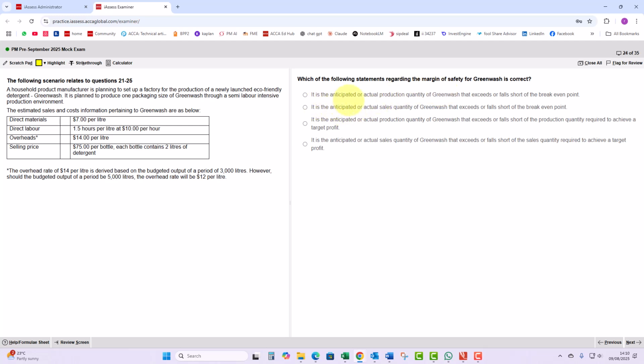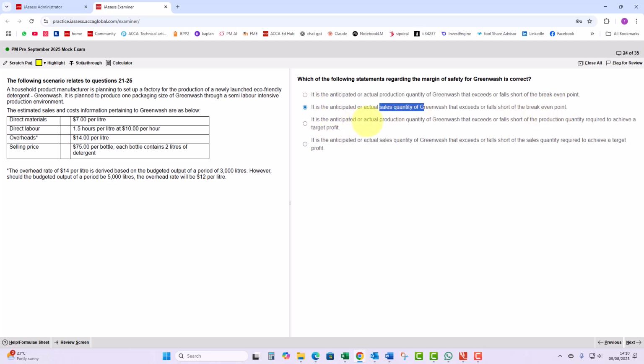Option 1 is the anticipated or actual production quantity of greenwash that exceeds or falls short of the break-even point. Margin of safety isn't about production, so that's not true. It's the anticipated or actual sales quantity of greenwash that exceeds or falls short of the break-even point. Yes, that's the correct one.